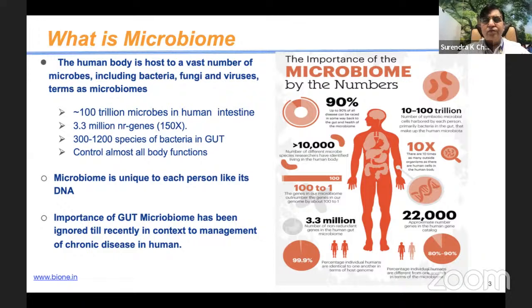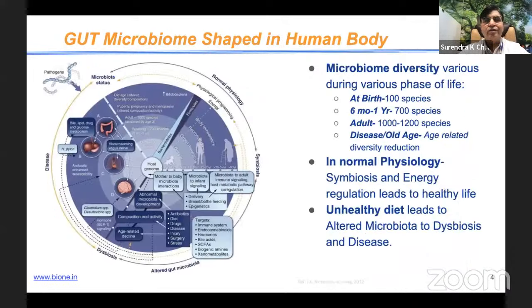As each person has a unique DNA, the microbiome is also unique for each person, with almost 10 to 20% diversity from person to person. In genetic variation, we have only 1% diversity. In microbes, we have a huge diversity, almost 20%. The importance of the gut microbiome has been ignored until recently in the management of chronic disease. We're going to discuss what role these microbiomes play in chronic diseases.